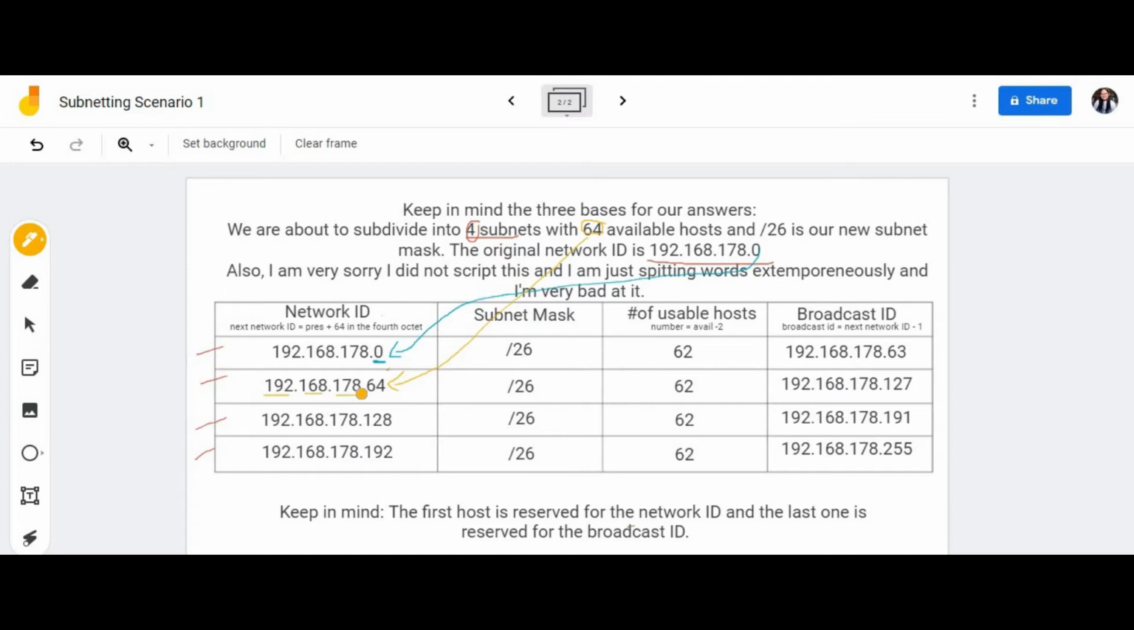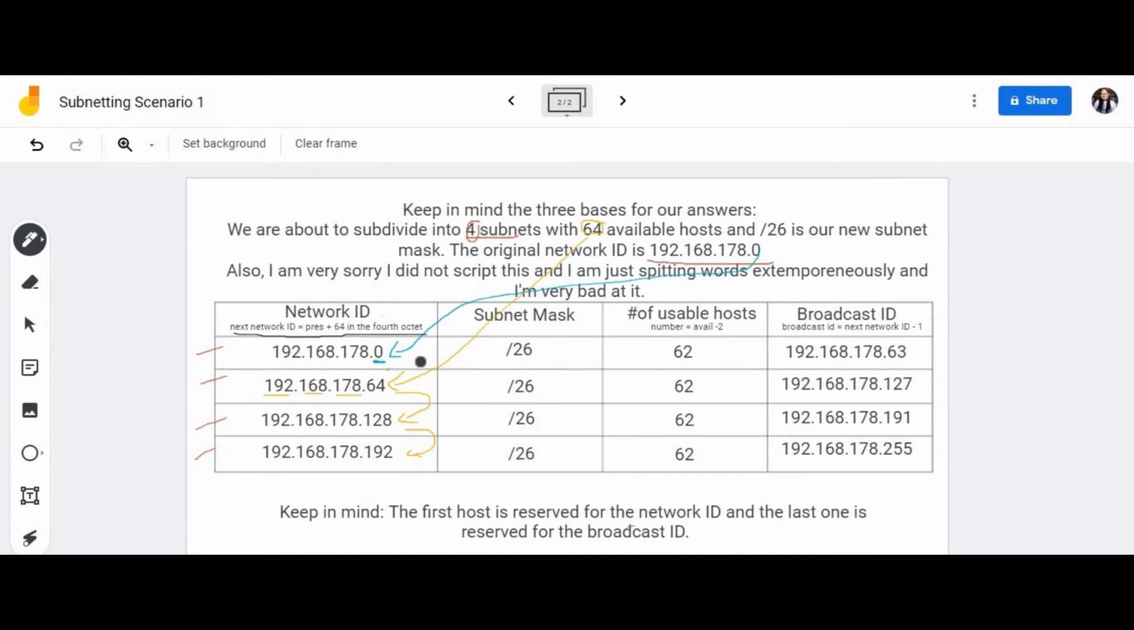So we're just going to add 64 to 0. So 64 plus 0 is equal to 192.168.178.64. Again, for class C, we can only manipulate the fourth octet, and basically the first three octets, which is 192.168.178, will stay the same. So from 192.168.178, we already got our second network ID, which is 192.168.178.64. Now, to get the third one, let's add 64 to 64.